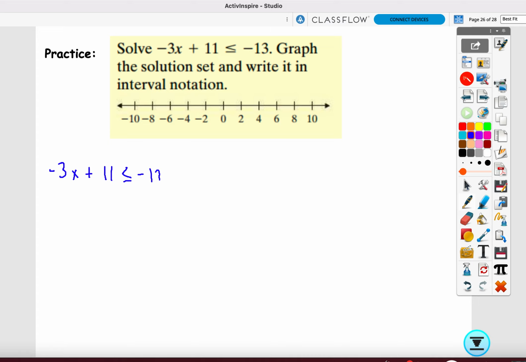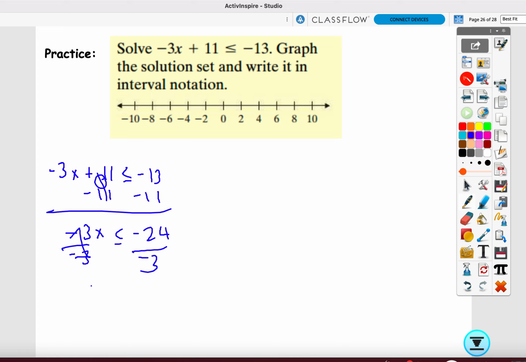Remember, you want to work it out yourself. Minus 11 on both sides. Negative 3x is less than or equal to negative 24. Divide both sides by negative 3. So we get x is greater than or equal to positive 8.